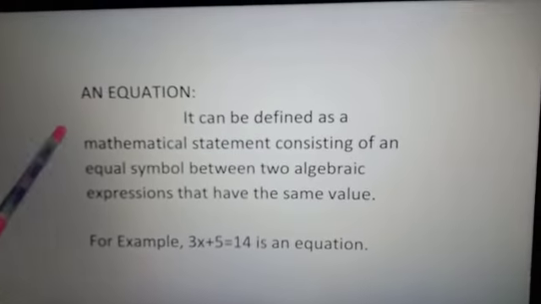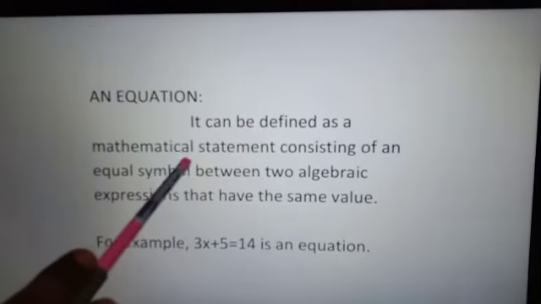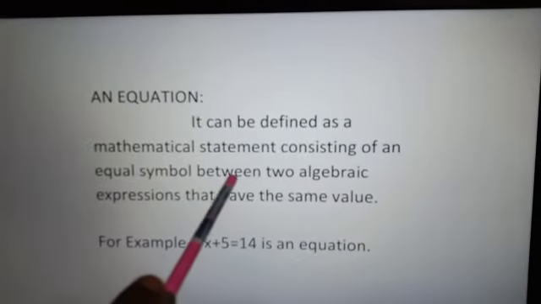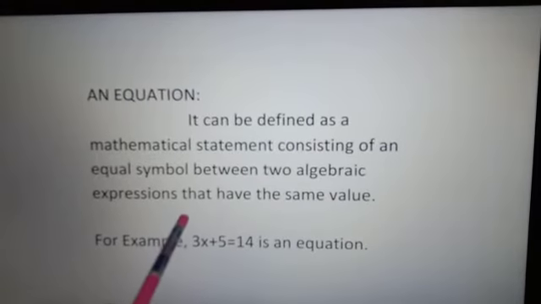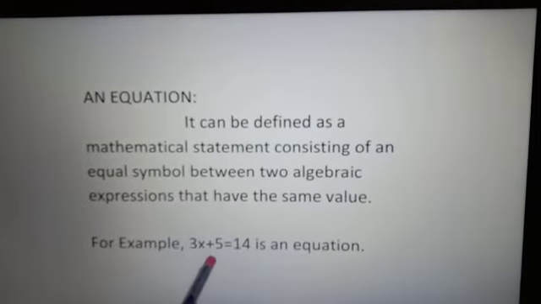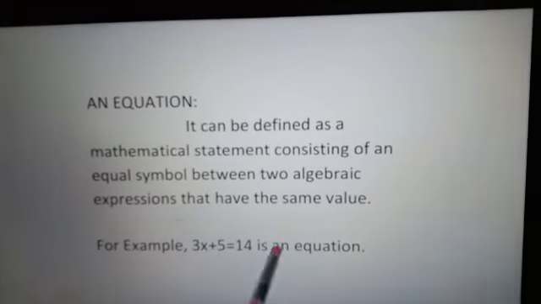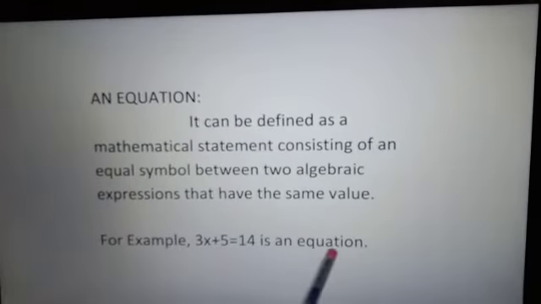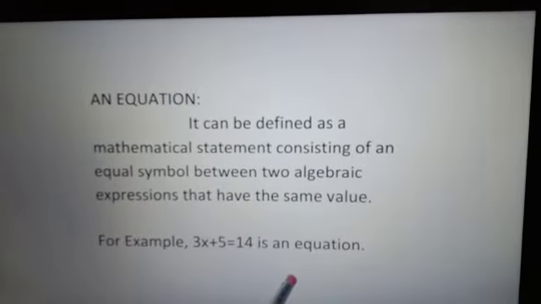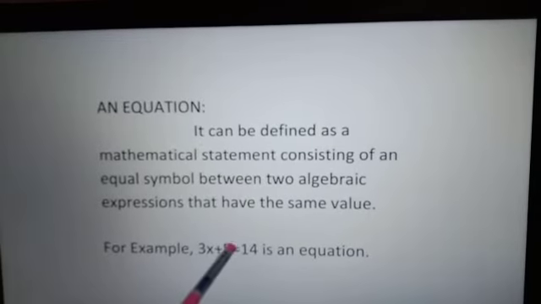First we should know about equation. An equation is nothing but a mathematical statement consisting of an equal symbol between two algebraic expressions that have the same value. For example, here 3x plus 5 is equal to 14 is an equation. Why am I telling about equation? Because today we are going to see about linear equation. You must first know what an equation is.